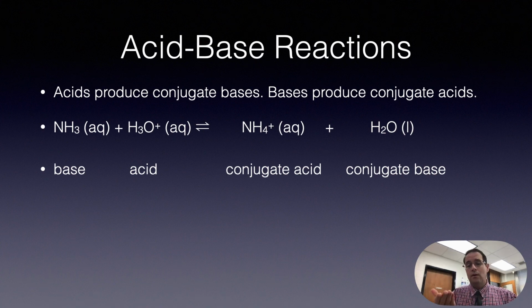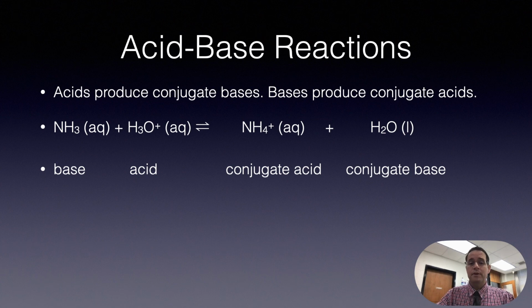If we have acid on one side of the chemical reaction, if we flip that, we're going to have a conjugate base on the other side. So acid becomes conjugate base, base becomes conjugate acid, okay? Just like heads becomes tails and tails becomes heads, all right?